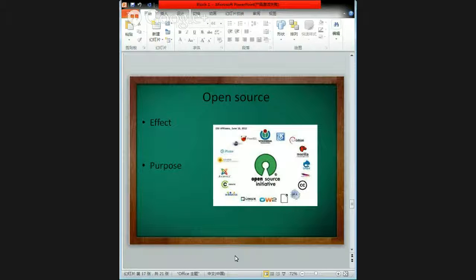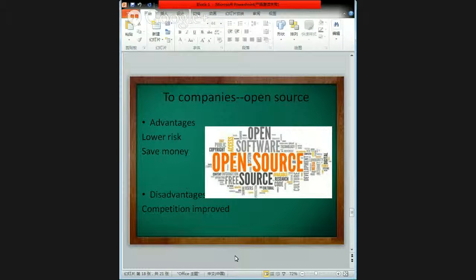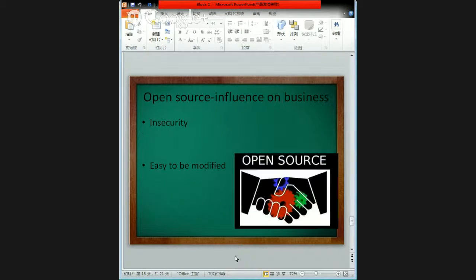Open source is an important factor in a company's operation. For advantages, open source can lower the risk of suppliers. In addition, it can help companies save money because the source is free. For disadvantages, open source is a free platform that competitors can also see the operation of the company. Open source has a bad influence on business, like insecurity, and it is easy to be modified by anyone. There are many bugs, and anyone can modify the open source as they need.